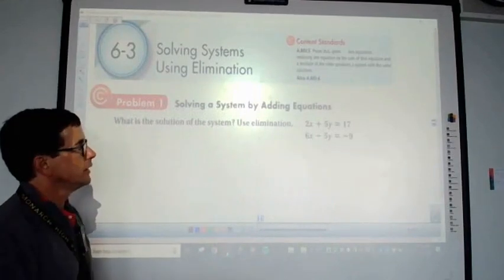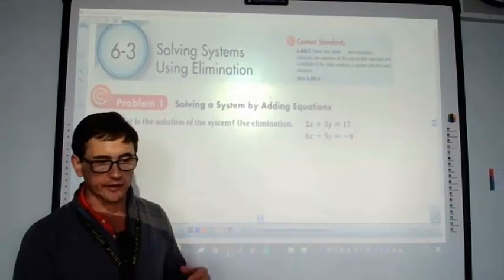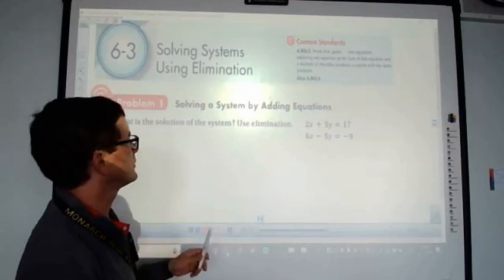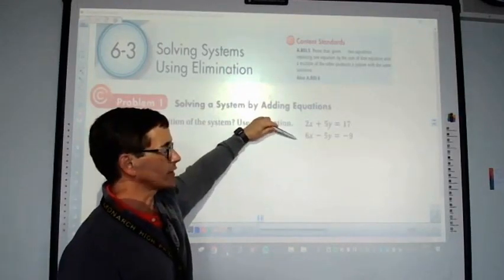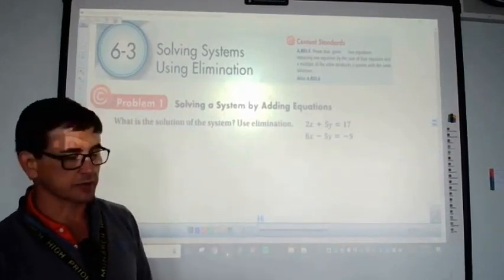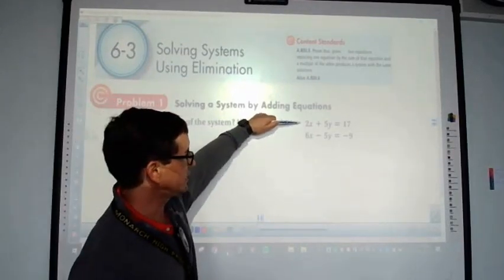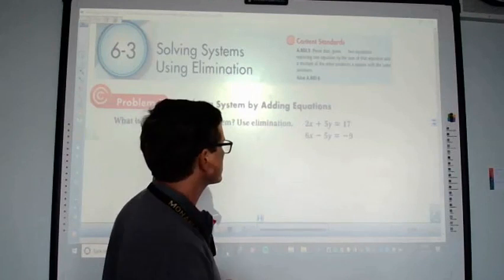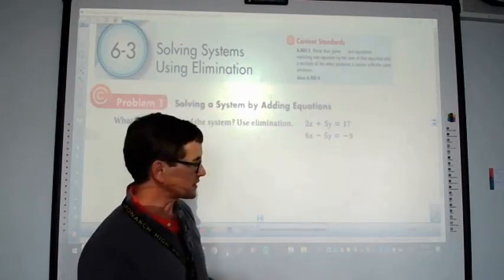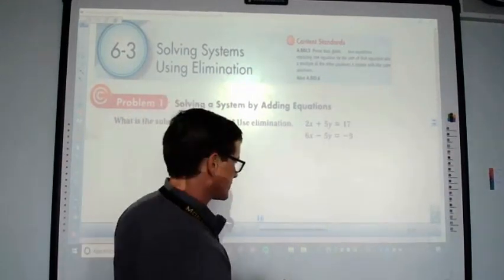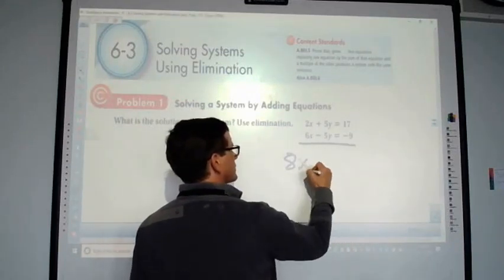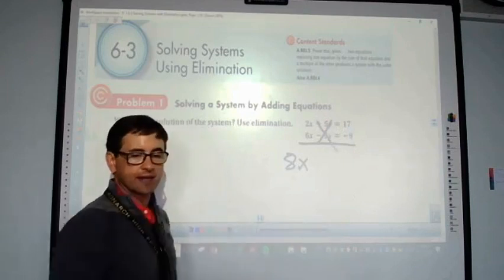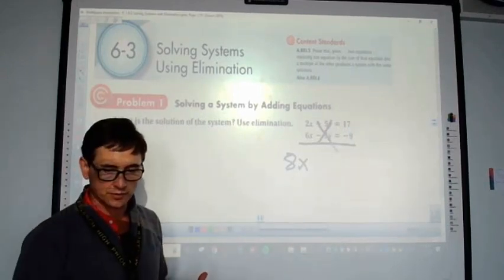So there we go. So yeah, you're combining like terms vertically. We're doing 6-3, solving systems using elimination. When you combine vertically, you're just combining like terms. So if I think about here, 6x and 2x, 6x plus 2x is 8x. So I get 8x, 5y minus 5y just cancels.